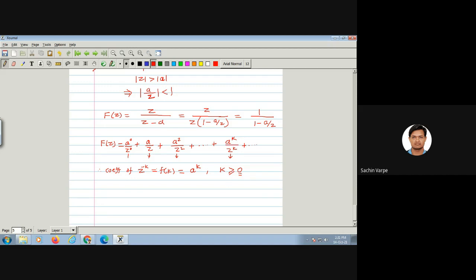Now you can check for k equal to 0, that will be a raised to 0, that is my first coefficient. For k equal to 1, that is a raised to 1, that is my second coefficient, and so on. Is this clear? So the required answer, the inverse Z transform, is a raised to plus k for k greater than or equal to 0.